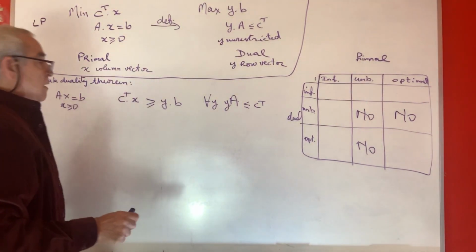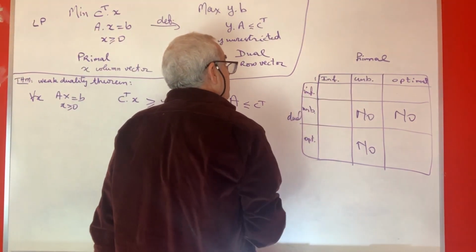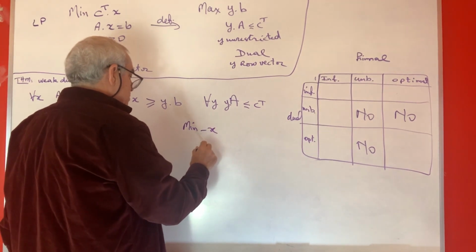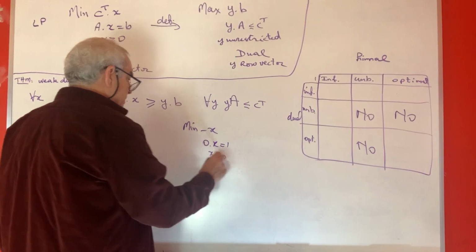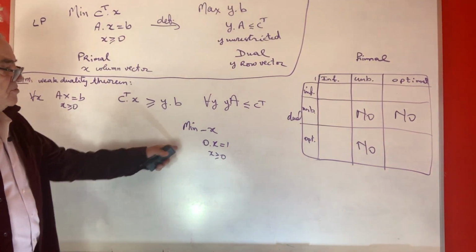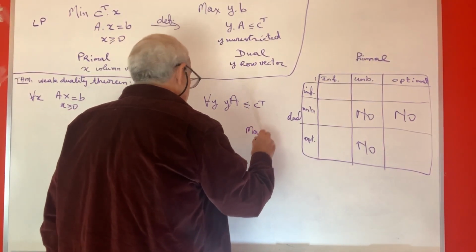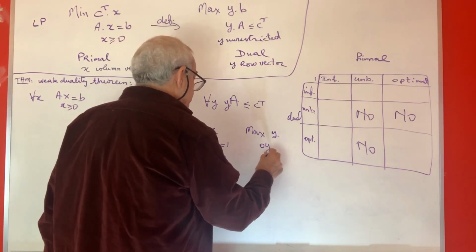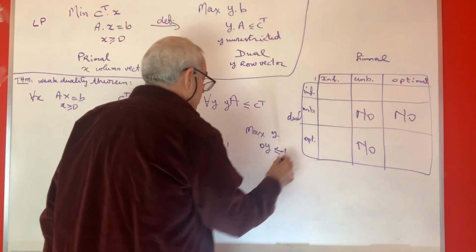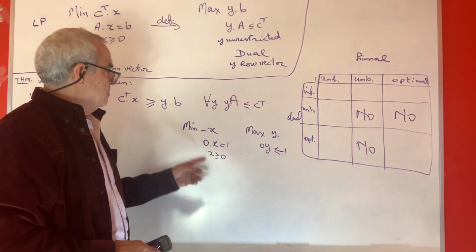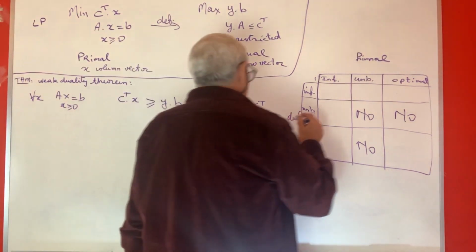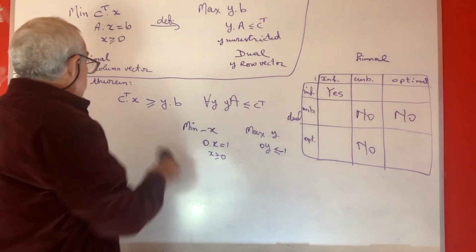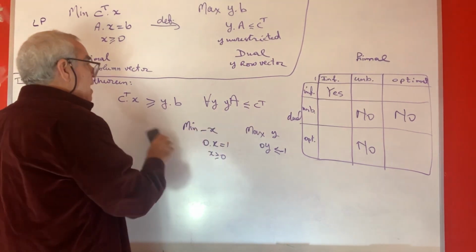Now, can I have infeasible and infeasible? Yes, because, for example, I'll give a simple example. Minimize minus x subject to 0 times x equal to 1, x greater or equal to 0. So this is infeasible. If you go to the dual, it's maximize y, that's 1 here, subject to 0y less or equal to -1. So here the dual is also infeasible. 0 is not less or equal to -1, and here 0 is not equal to 1. So infeasible, infeasible, possible. I'd say yes. So right away we can fill in these boxes from the weak duality theorem.